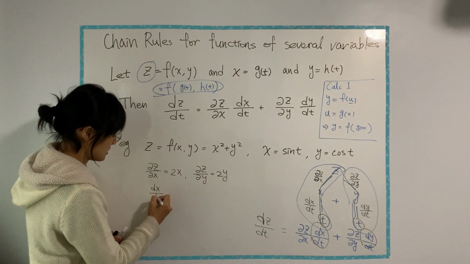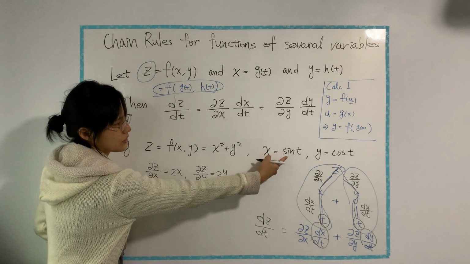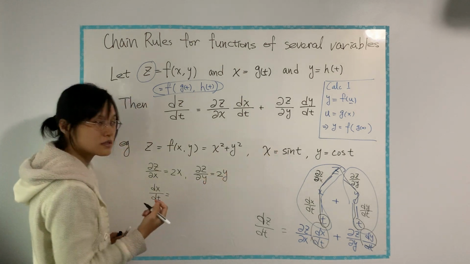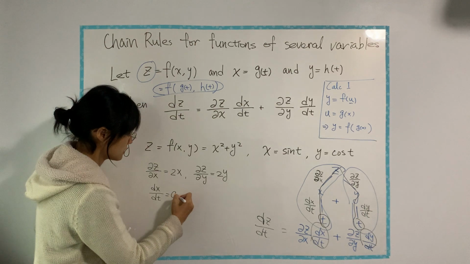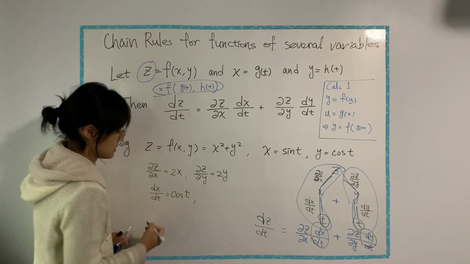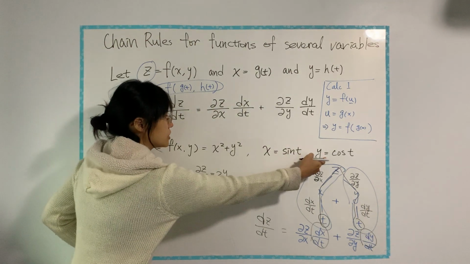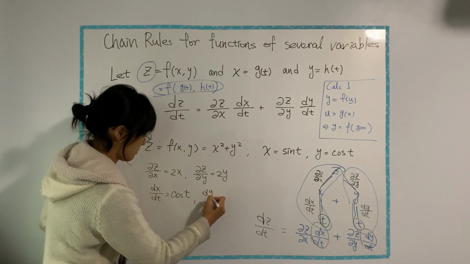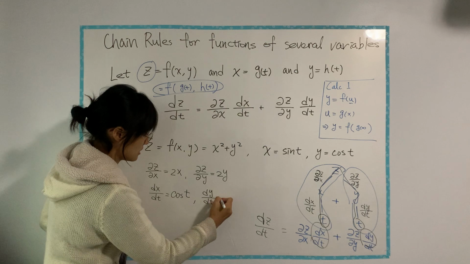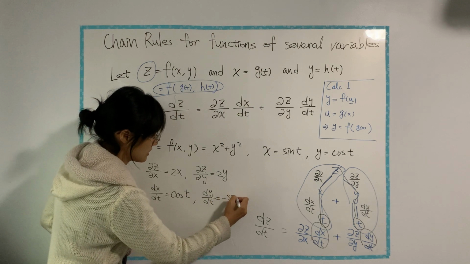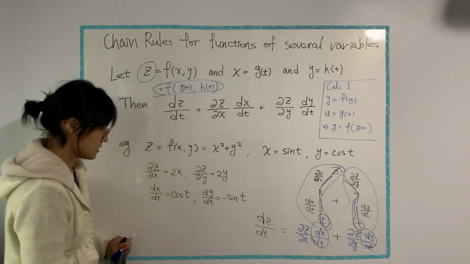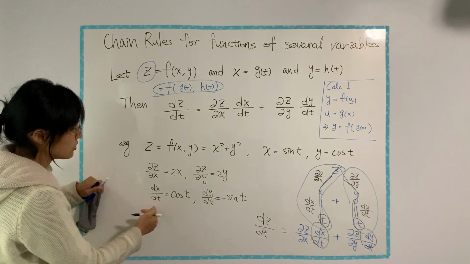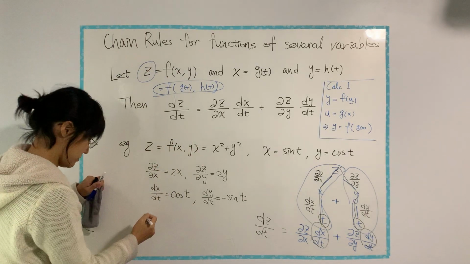dx/dt equals, now I differentiate that function. What's the derivative of sine? The derivative of sine is equal to cosine. Okay, and I'm differentiating this function. The derivative of y is equal to minus sine. Okay, so now I have all the ingredients I need. I just need to put them in place.